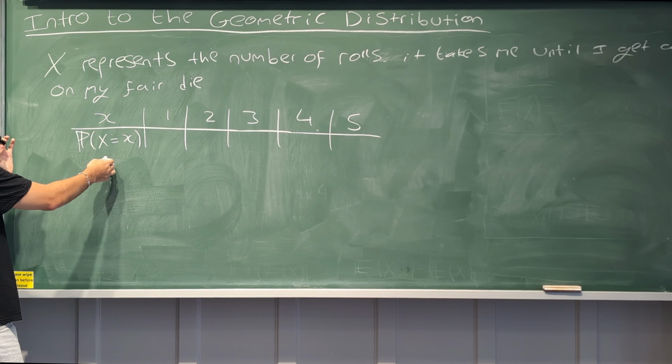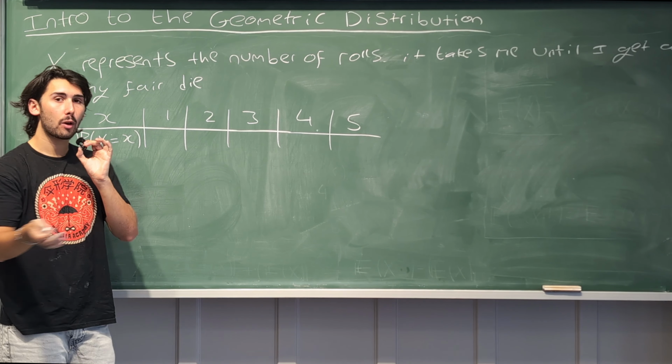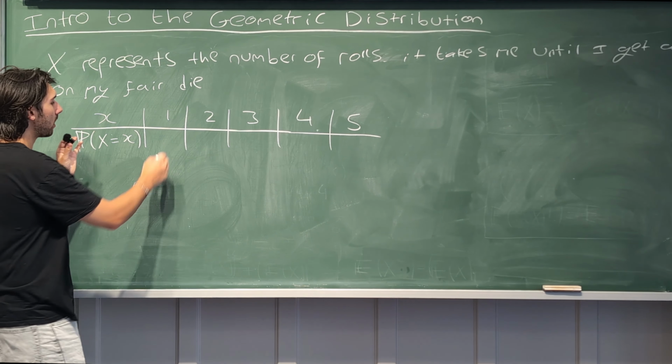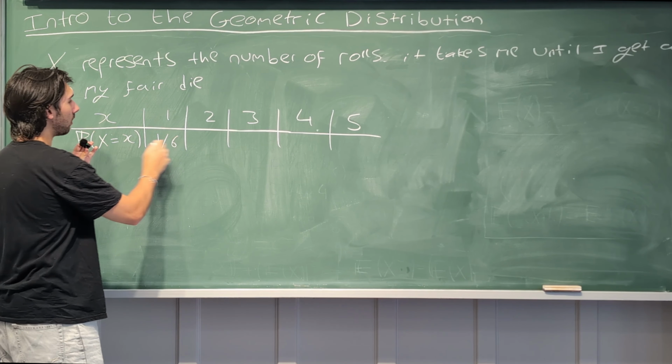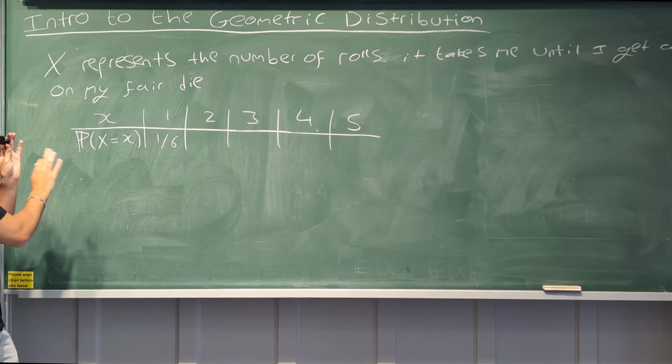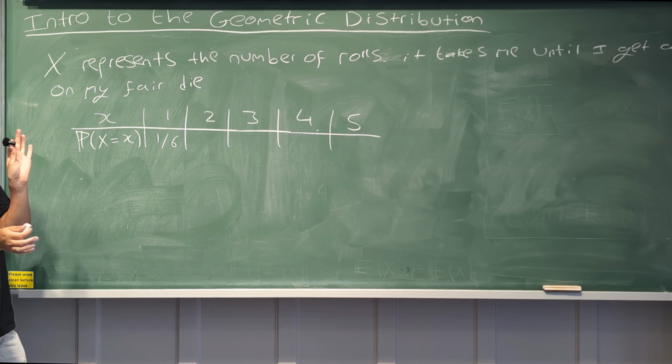Well, okay, how would I land on a 5 for the first time? What is the probability of that? Well, it's 1 in 6, okay? So the probability of getting my 5 for the first time in the first roll is just 1 in 6. Hopefully that kind of makes a lot of sense.